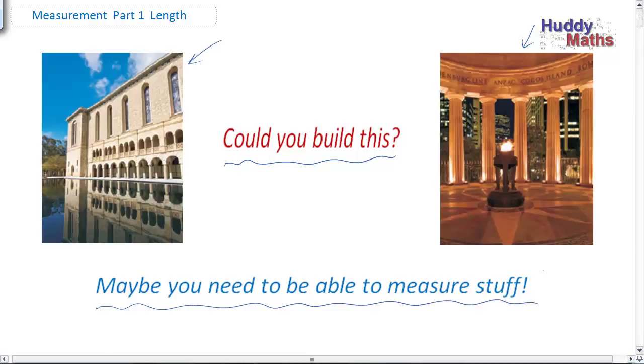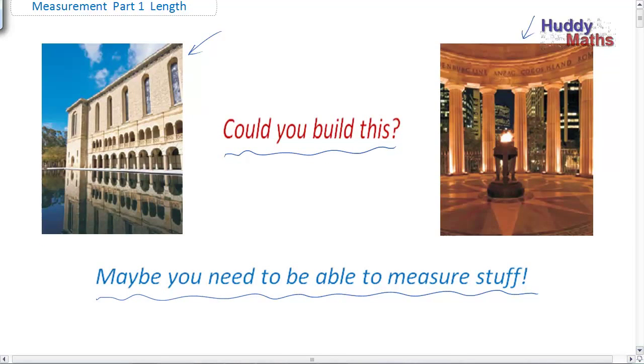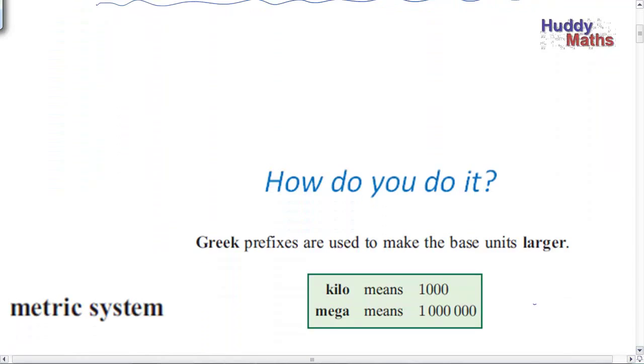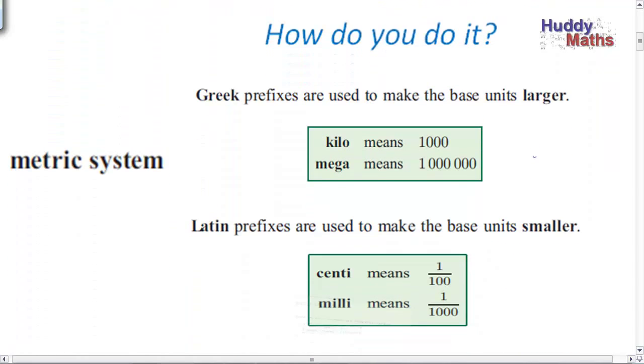You have to have exact lengths for all this to fit together. So the beginning of all this sort of construction and architecture might be the ability to measure. So let's do it. Let's have a look at measuring stuff. And how do you do it?